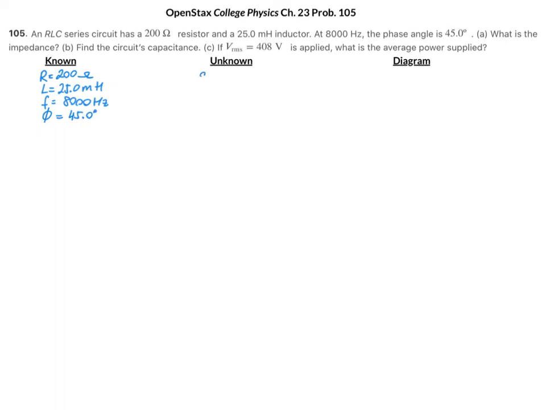And in part A, we're looking for the impedance, so that's Z. In part B, we want the capacitance. In part C, knowing that VRMS is 408 volts, we're looking for the average power.